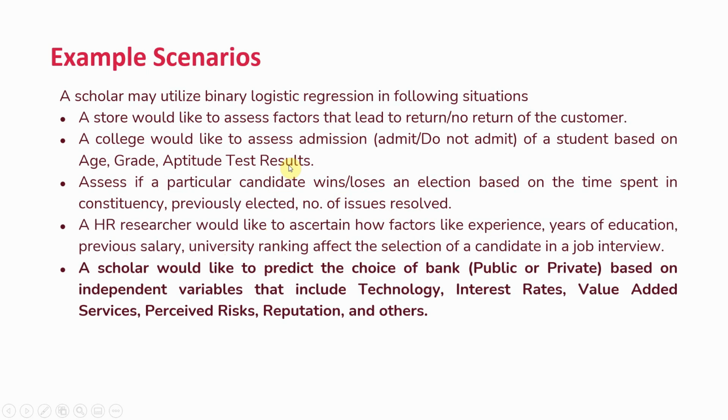Now for this particular session, I've taken this example. A scholar would like to predict the choice of bank, whether people choose a public or private bank, based on independent variables that include technology provided by the bank, the interest rates, the value-added services, perceived risks, reputation, and others. In this case, I've represented the preferred choice by 1 for private banks, whereas public is represented by 0.